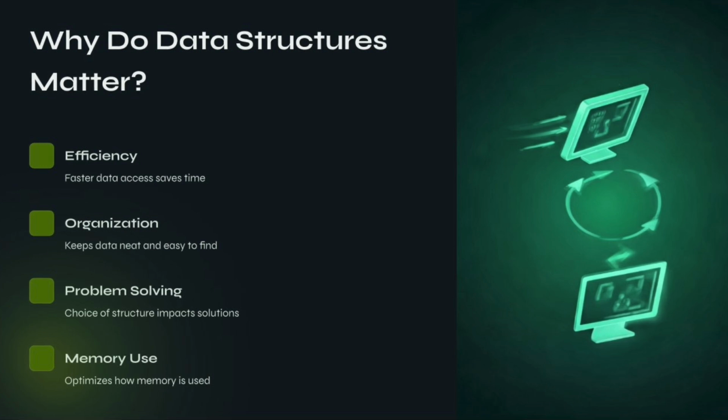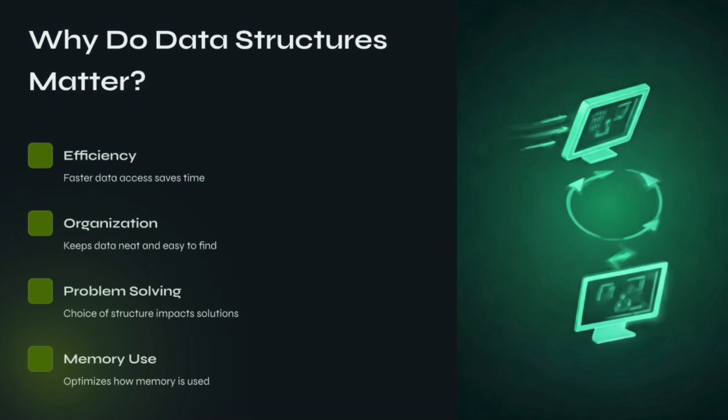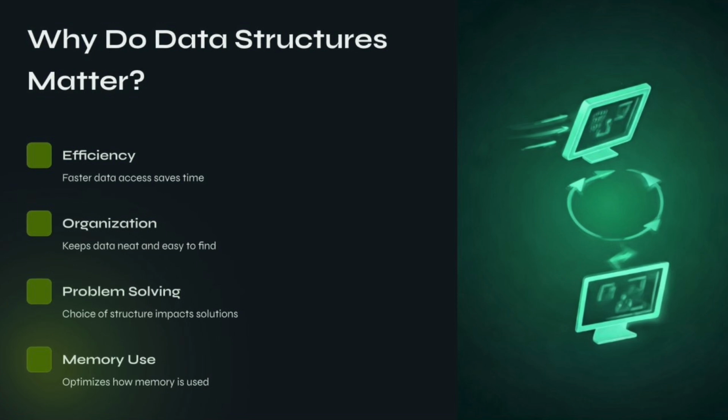If your program needs to search through a huge amount of data, like finding a specific contact in your phone or checking your past orders on Amazon, a good data structure can reduce the time from minutes to milliseconds. Efficiency means your app runs faster, uses less power, and feels smoother to the user. In programming, time is precious, and efficient data structures save a lot of time.